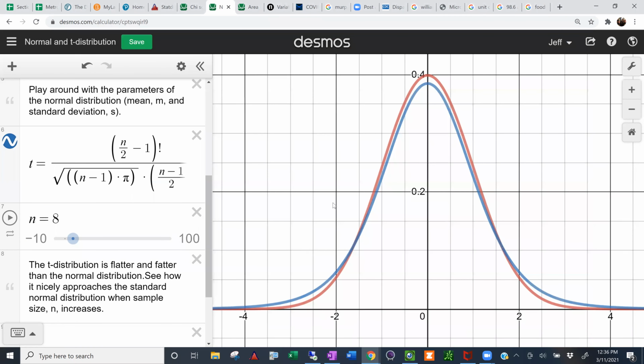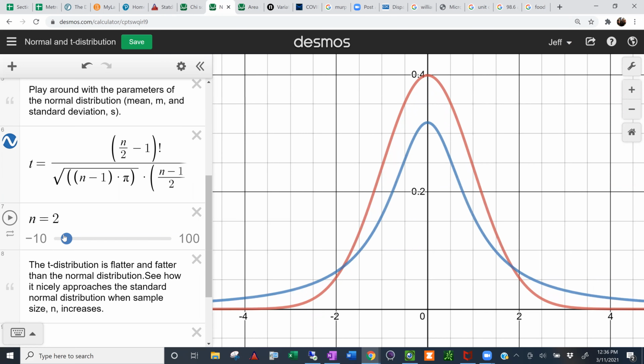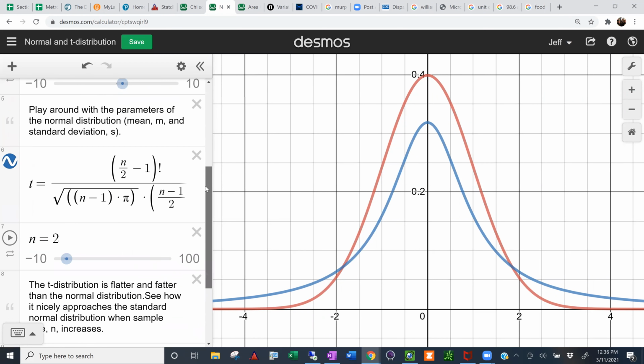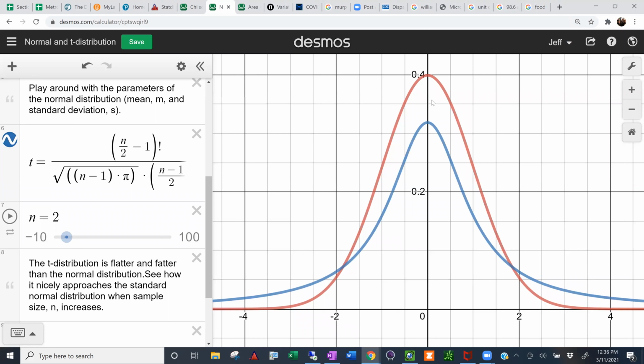If you're looking at the t distribution, maybe this is dialed down a little bit, maybe n equals 2 here. If you scroll up and down on the Desmos link that I sent you, the red curve is the normal curve. The blue curve is the t distribution. You can see they're similar in shape. One is a little more spread out than the other, and that would be your student t distribution.